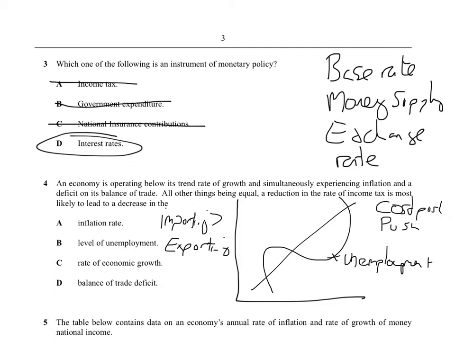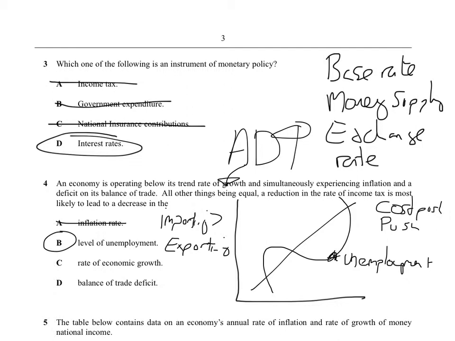A reduction in the rate of income tax is most likely to lead to a decrease in the... So anyway, a reduction in the rate of income tax, we know, normally makes AD go up, because that's what we've got for this one. So is that most likely to lead to a decrease in the inflation rate? No, that's going to cause inflation to go up. That's wrong. Is it likely to lead to a decrease in the level of employment? Yes, because if there's an increase in AD, there'll be a reduction in cyclical unemployment, because that's where the economy is down here. So it's being caused by not enough AD in the economy.